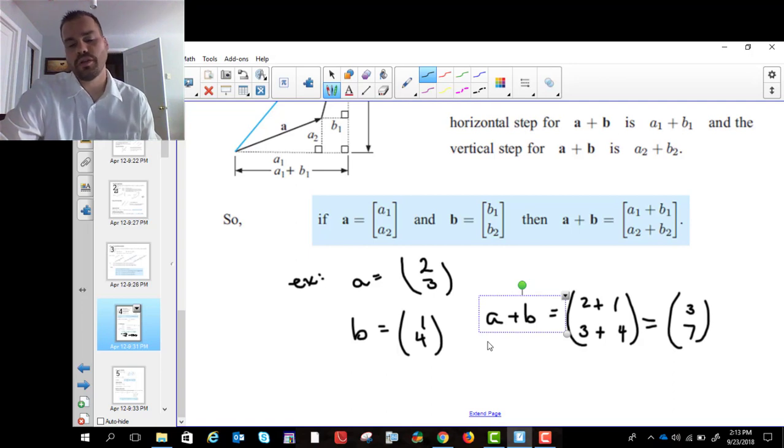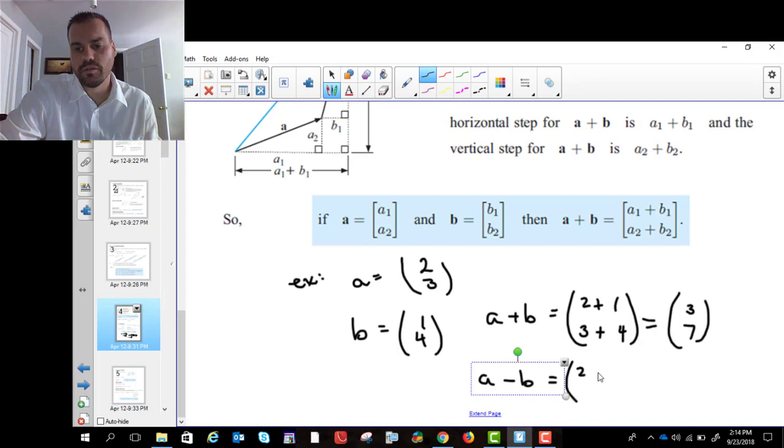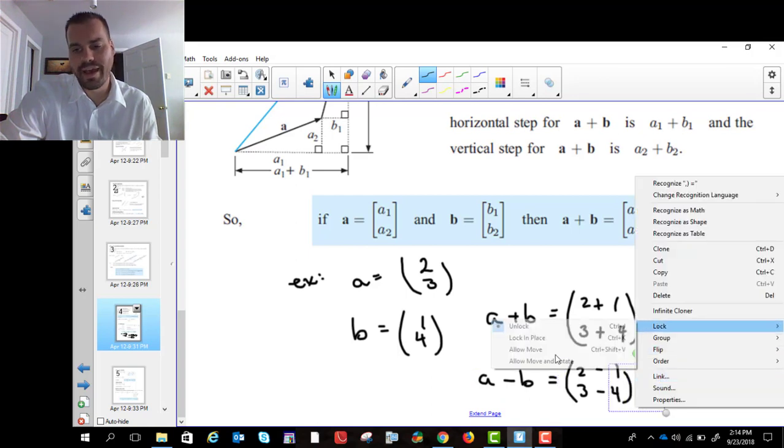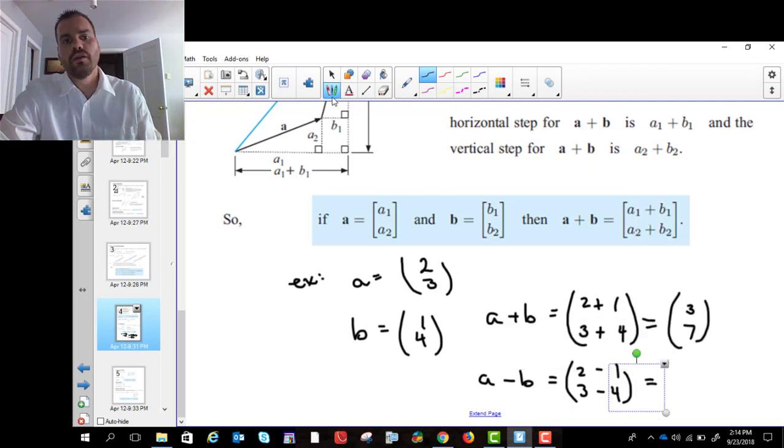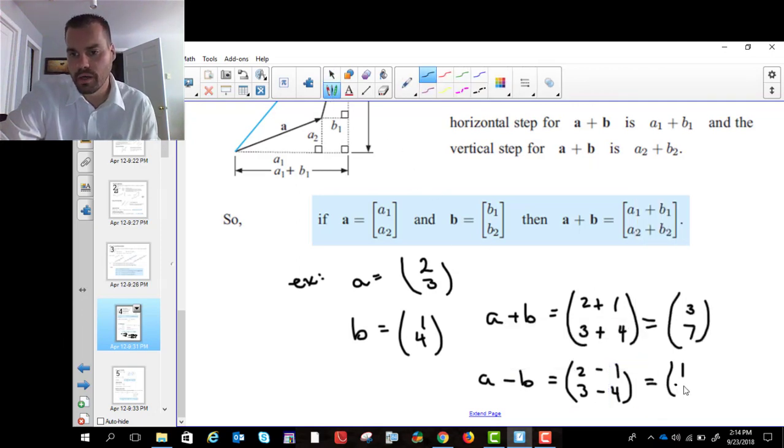That's just what you do. And if you were subtracting, if you went A minus B, you would just go 2 minus 1 and 3 minus 4, keeping in mind that what we're really doing is adding the negative. So your result would be 1 and minus 1.